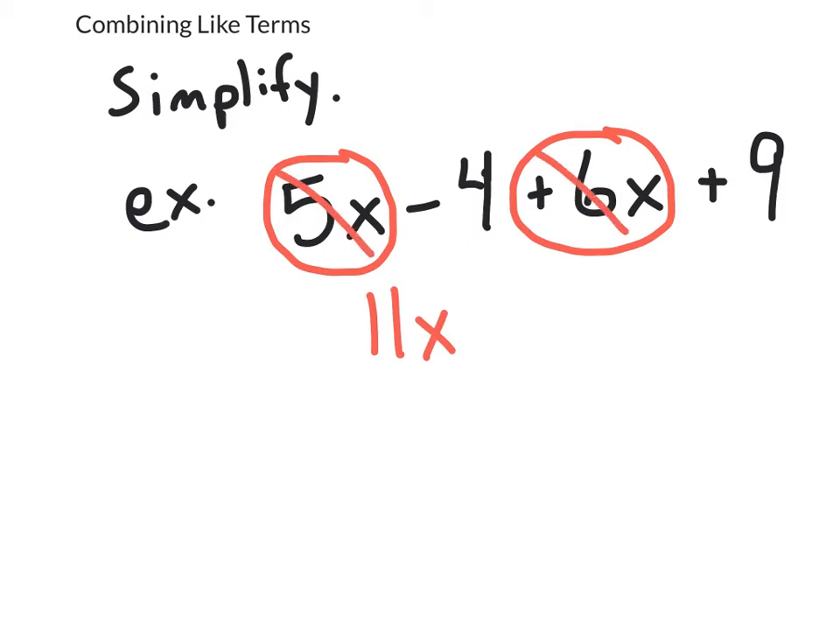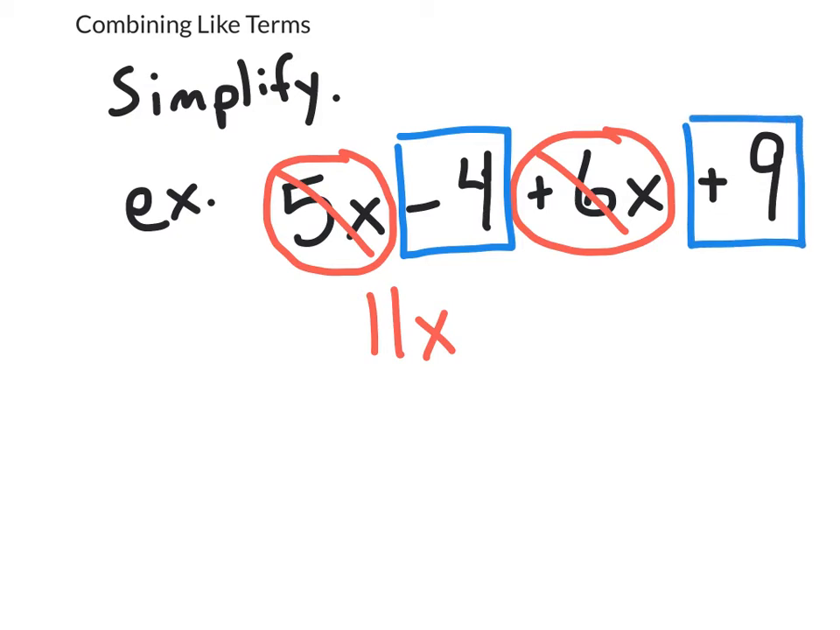The second step here is that I have some constants that are available. We call them constants because they don't have a variable to them. Here I have a -4 here. That -4 can also go together with this +9, and I ask you, -4 plus 9, that's going to give me a +5. And so my answer is going to be 11x plus 5.